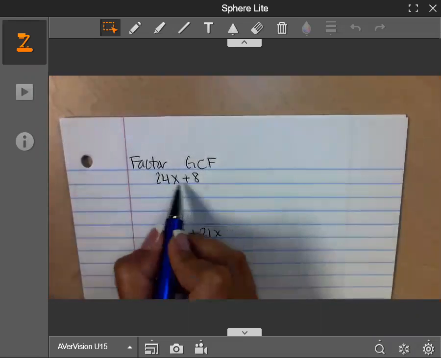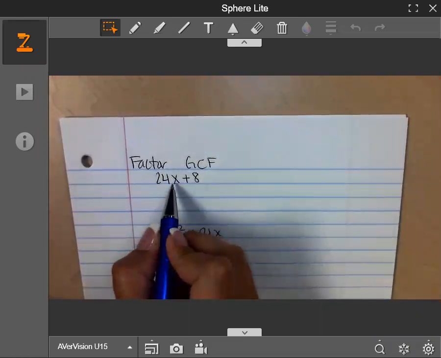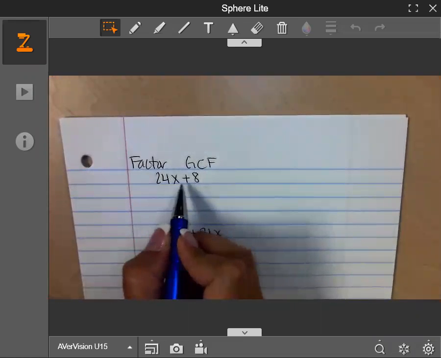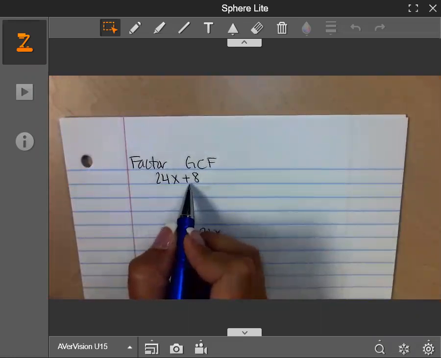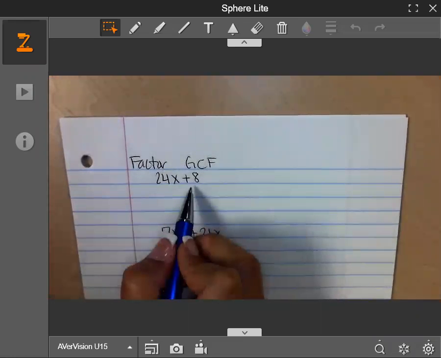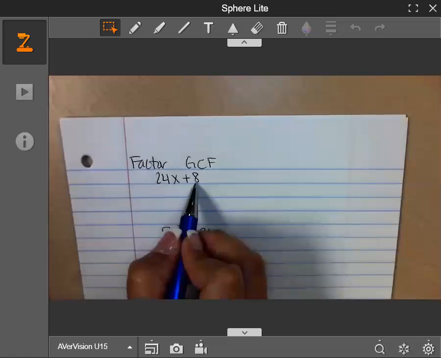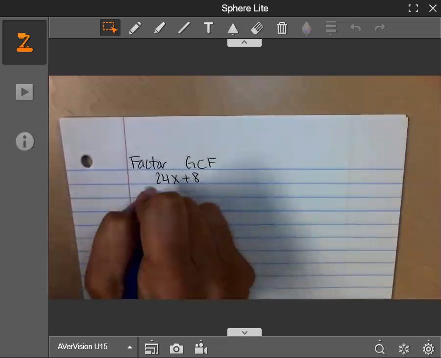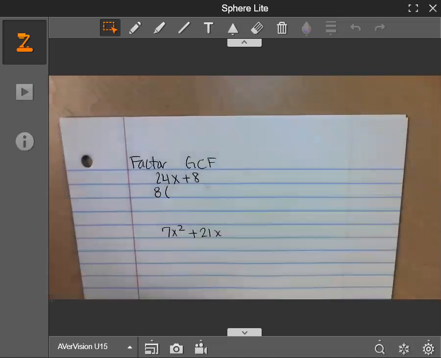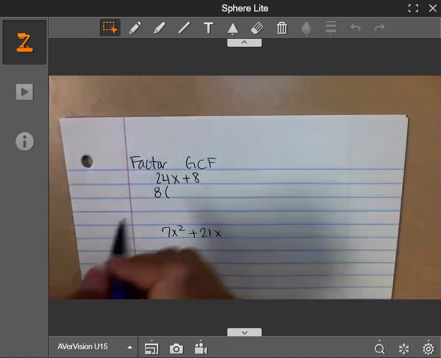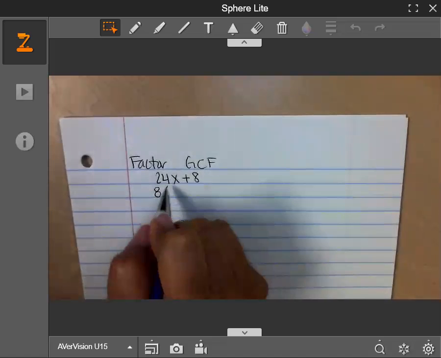In this case, we have two terms, so we're looking for the biggest thing that divides into both of them. That's going to be your GCF. So 8 goes into both 24 and 8. So I can take that out front. And what we do when we're factoring is undo the distribution. So now we take each one of these terms and divide it by 8.